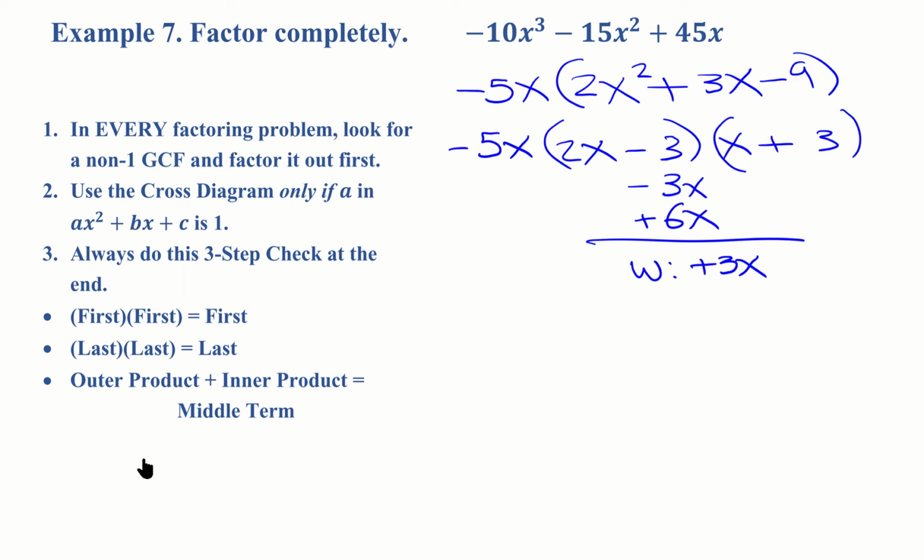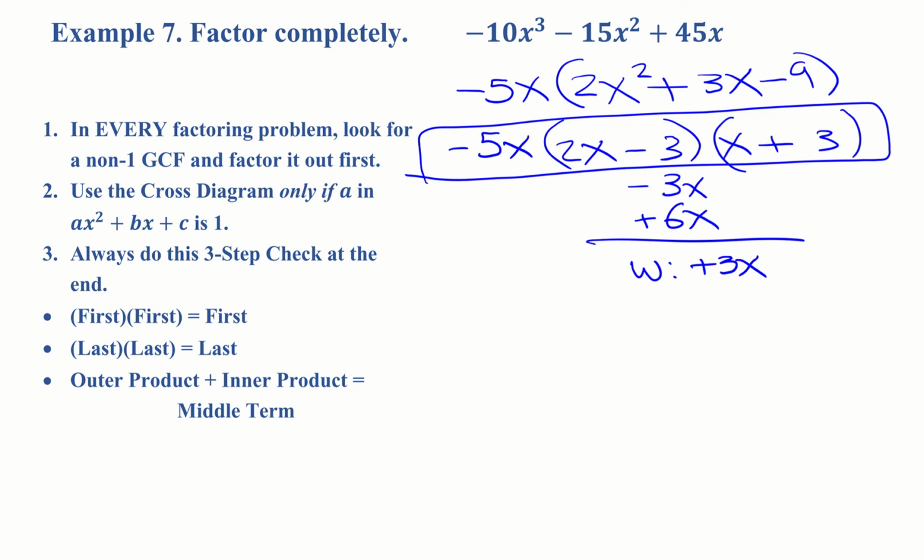We always have to do the check, as you noticed in a previous problem. Sometimes these things work out, but then the final check fails. So we want to make sure that first times first is first. It is. Last times last: negative times positive is negative, 3 times 3 is 9. It works. Inner product is negative 3x. Outer product is positive 6x. They add up to positive 3x. So it worked out and we have the correct factorization.